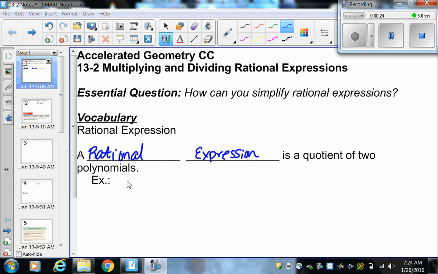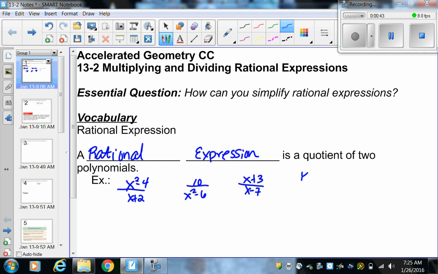So for example, you could have x squared minus 4 over x plus 2. You could have 10 over x squared minus 6. You could have x plus 3 over x minus 7. Anything in the form of two polynomials over top of one another is what we call a rational expression. And on this last one here, the k could be a constant. So like 1 over x is still a rational expression.